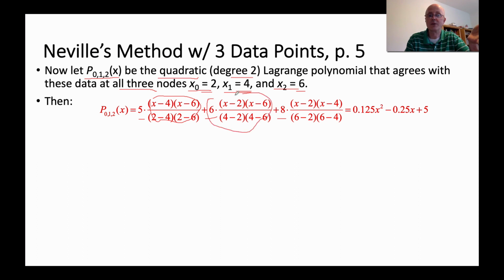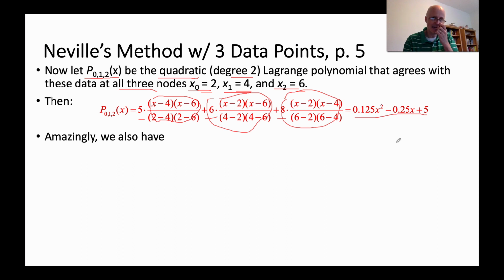This one equals the original function at the first node, x1 equals 4, and is 0 at the 0th node, 2, and the second node, 6. And this one equals the original function, 8, at the second node, which is 6, and is 0 at the 0th and first node, which are 2 and 4. And you should take the time to check that this does simplify to this quadratic right here, 0.125x squared minus 0.25x plus 5.